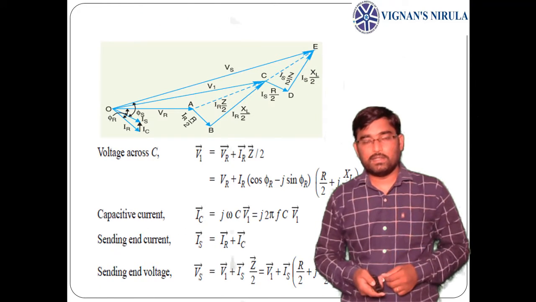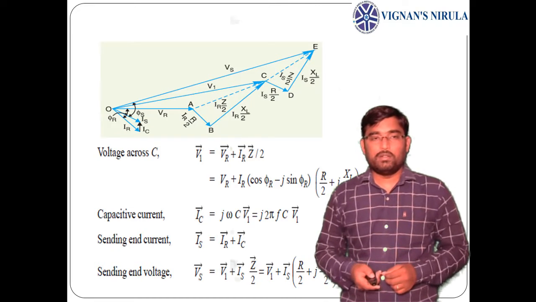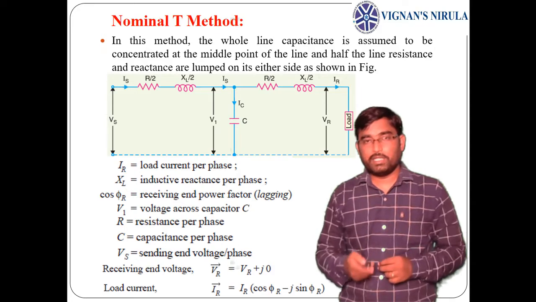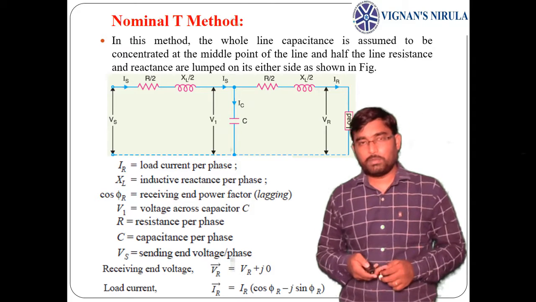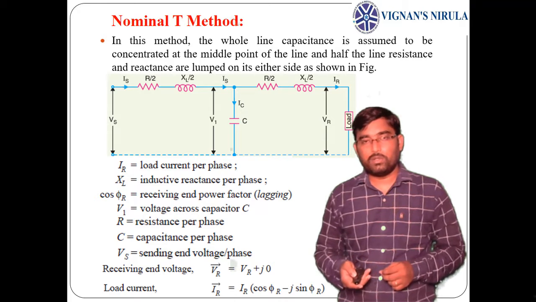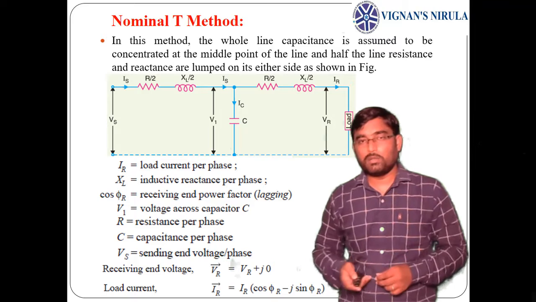Let us draw the phasor diagram for this nominal T method. First I am taking VR as reference. So VR equals VR plus j0, and then IR becomes IR into cos phi r minus j sin phi r. You can use this equation in solving the problems.